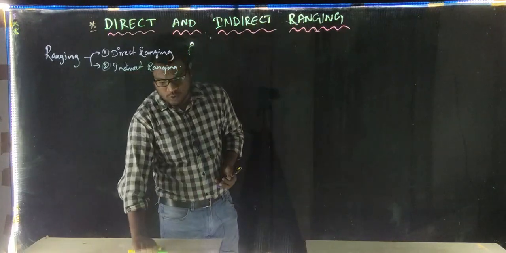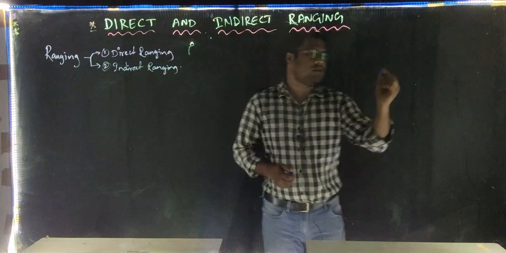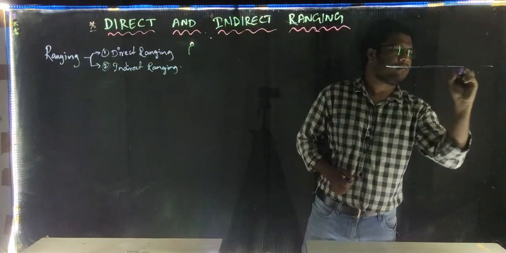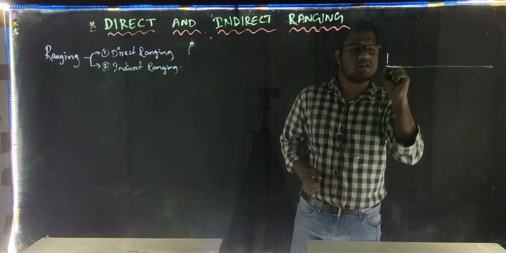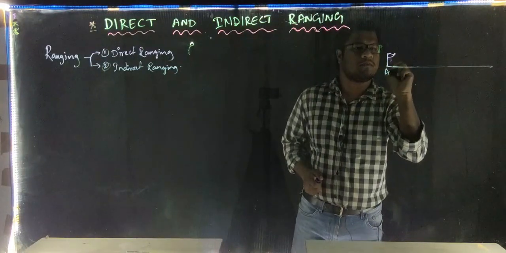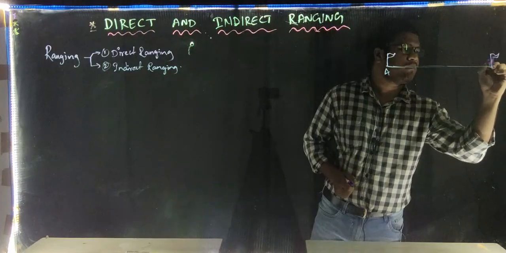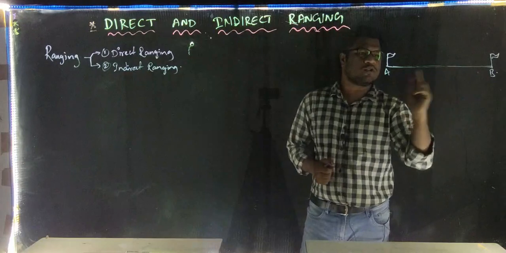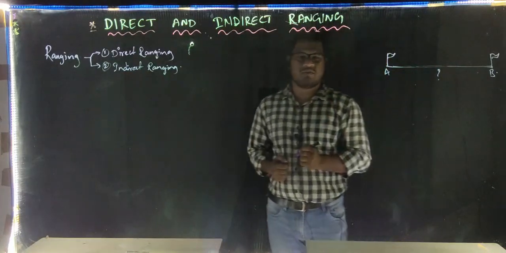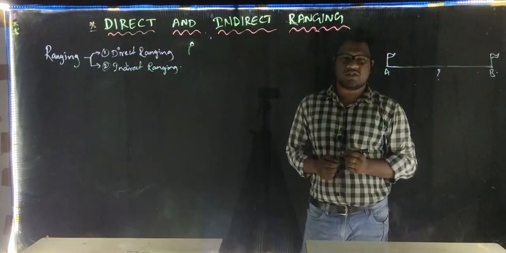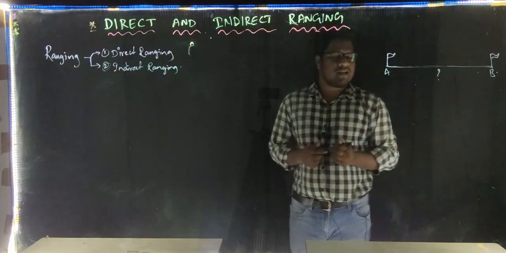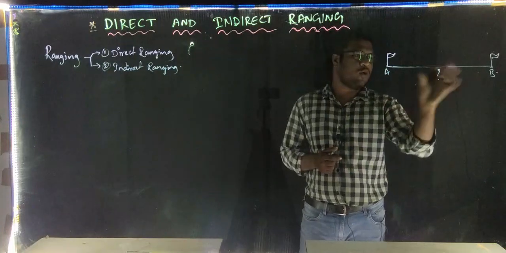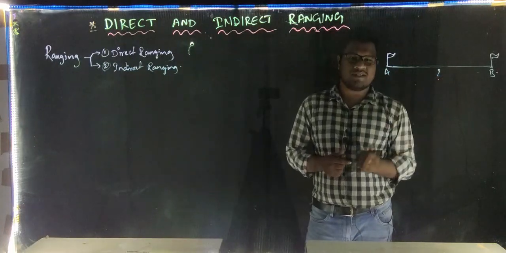Here, when two stations are on opposite sides, this is ground level, and this is station A and this is station B. We want to measure the distance between these two stations. What is the distance in between these two stations? On a plane surface, on plane ground, we can measure the distance very easily. No obstacles are present, so we can measure it easily.